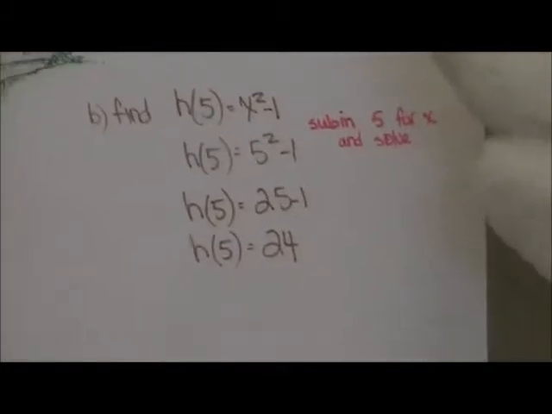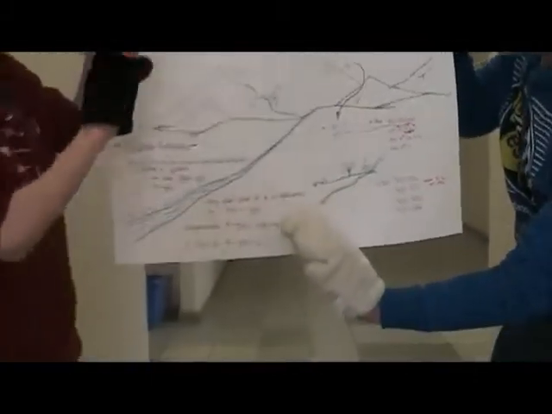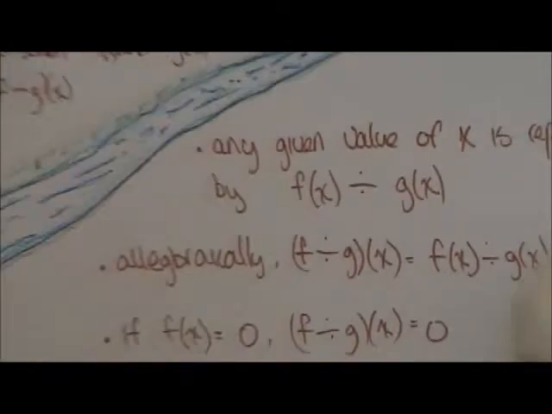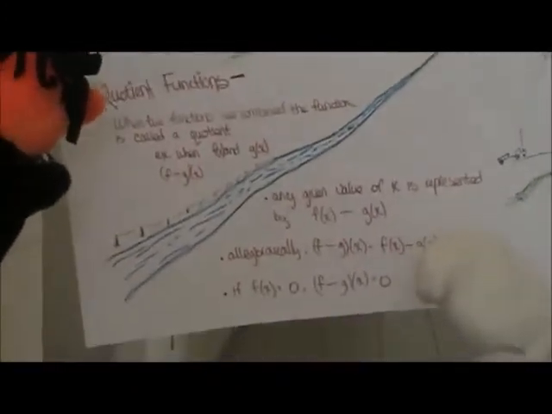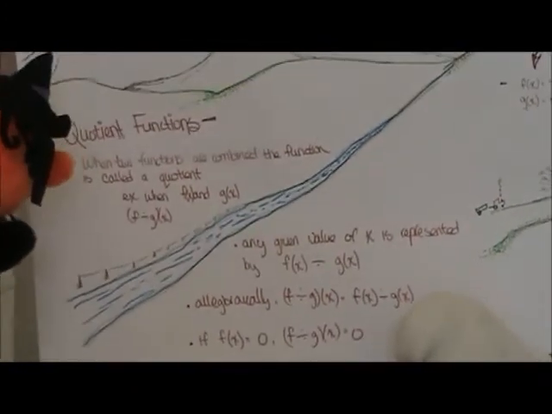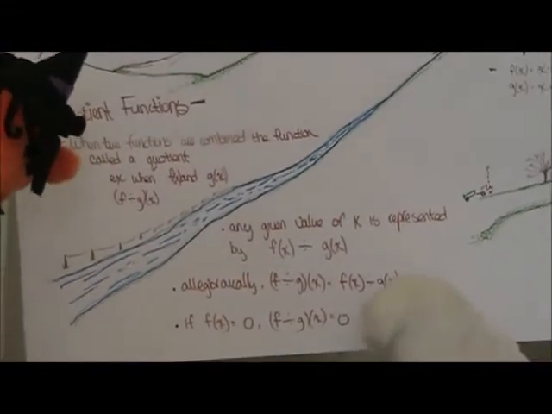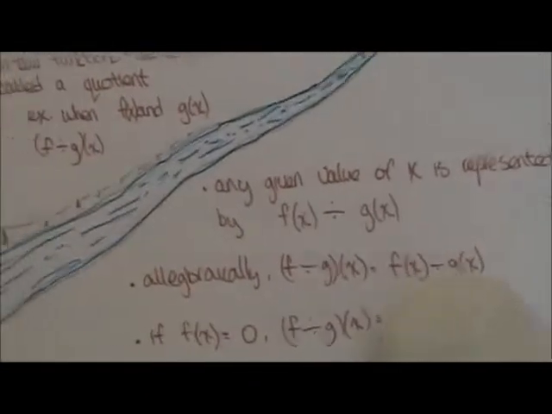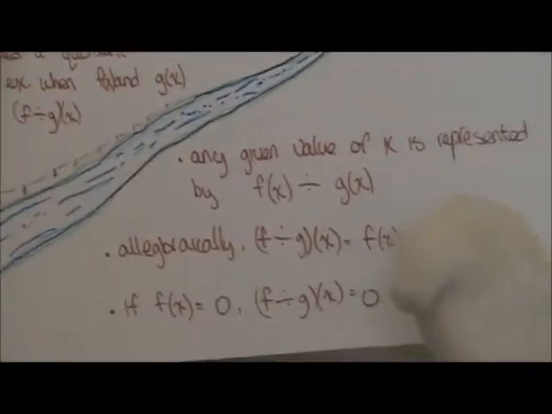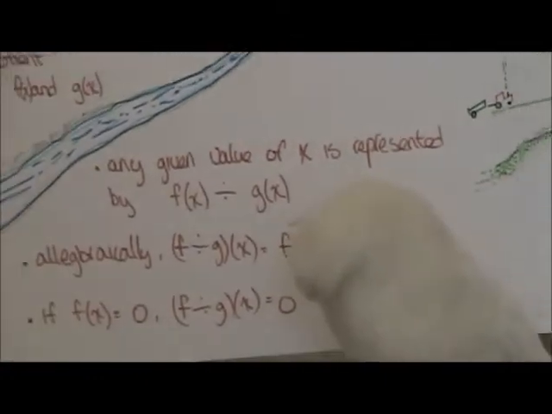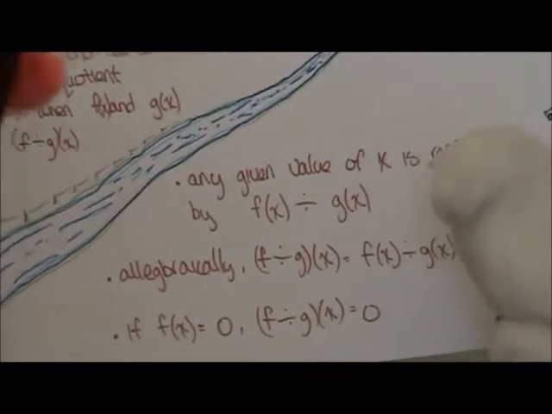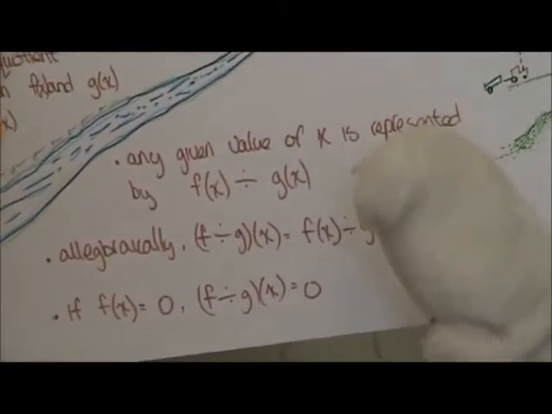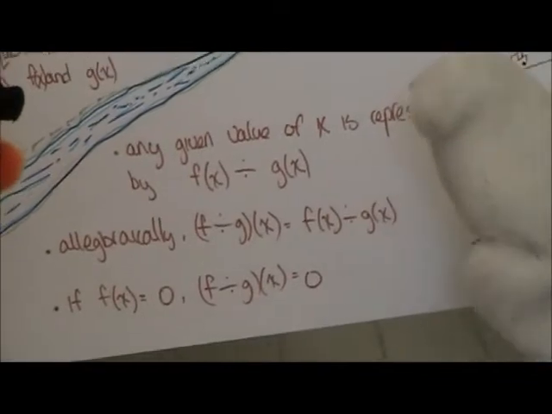equals 24. So now jumping over to quotient functions, when two functions are combined in a function, they are called a quotient. Example, when g at x is matched with f at x, f divided by g at x. So any given value of x is represented by f at x divided by g of x. So here it is shown algebraically. So if f at x equals 0, f divided by g at x equals 0. Do you understand now? Yeah, thank you. That was great.